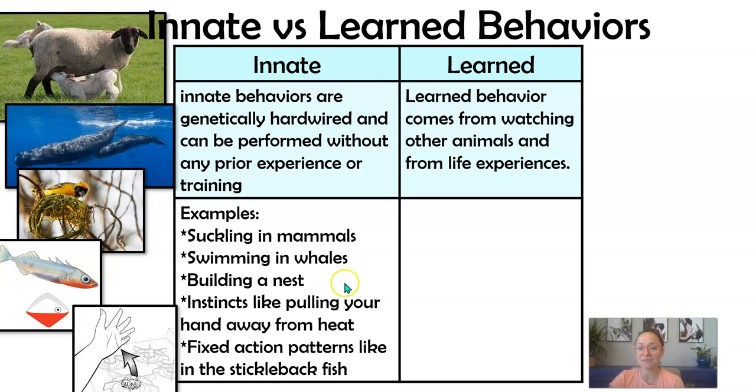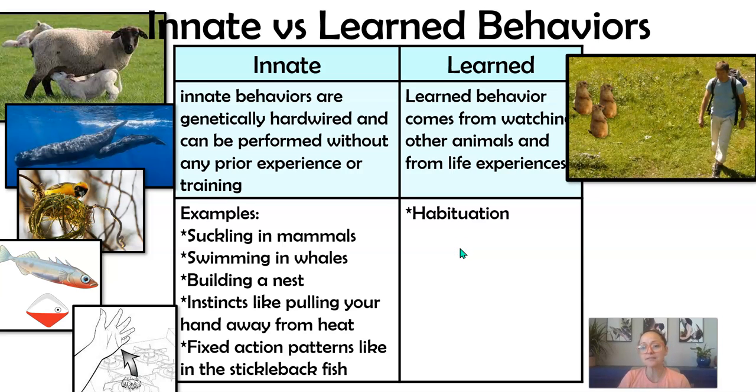Whereas learned behaviors are things that organisms can learn in their life. So for example, habituation. For example, prairie dogs, maybe initially they might see a hiker and then become defensive, but over time they become used to the hikers, and they've learned that the hikers are not a threat. So that is an example of a learned behavior. They no longer respond defensively. They are just used to the hikers walking by. So that's a learned behavior.